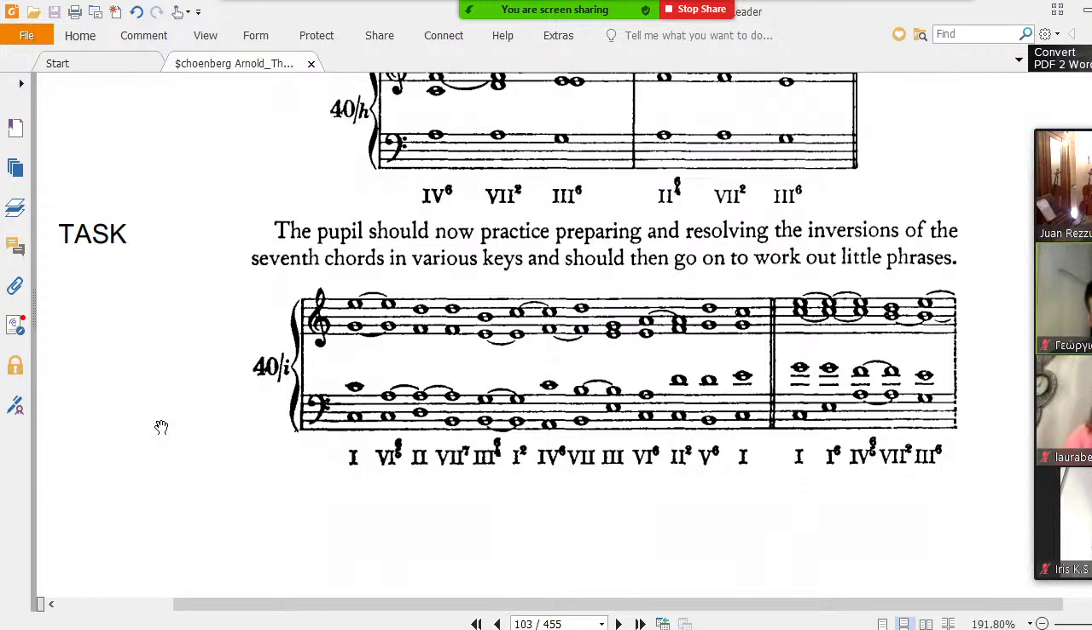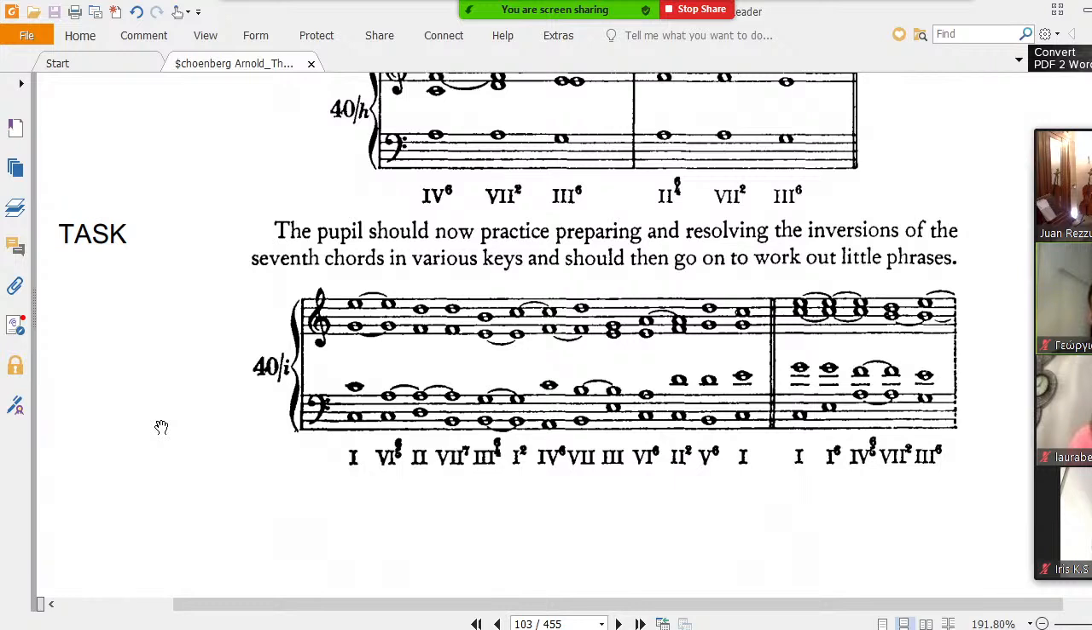So the exercise can have 8 or 12 bars, in 4/4, any key, it doesn't matter. It can be C major. I don't care which key you prepare.